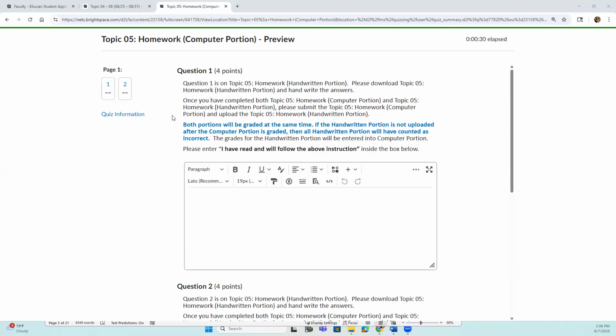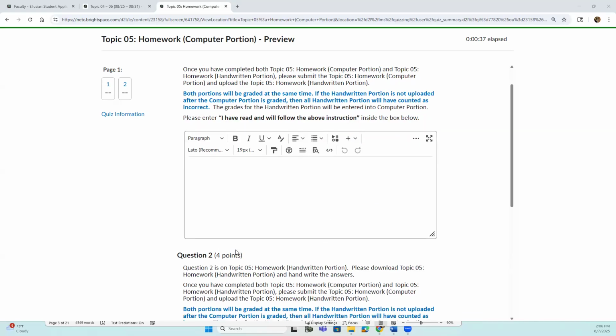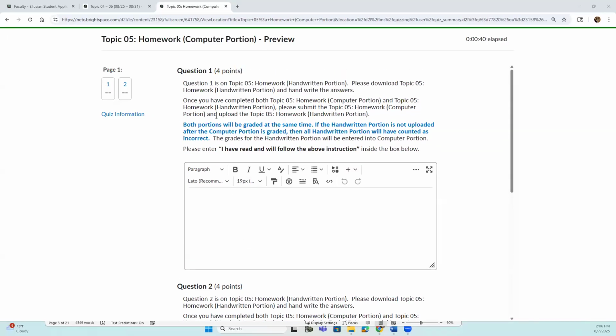It has to be handwritten. Once you have completed both the topic 5 computer and handwritten portions, please submit the computer portion, because this is where I will enter your grades, and then upload your handwritten portion. To upload your handwritten portion of the homework, you can simply use your mobile device, take a picture of it, and upload it into the Dropbox, which I will show you here in a little bit. Both portions will be graded at the same time. I'm grading your computer and handwritten portions together. If the handwritten portion is not uploaded after the computer portion is graded, then the handwritten portion will be counted as incorrect.